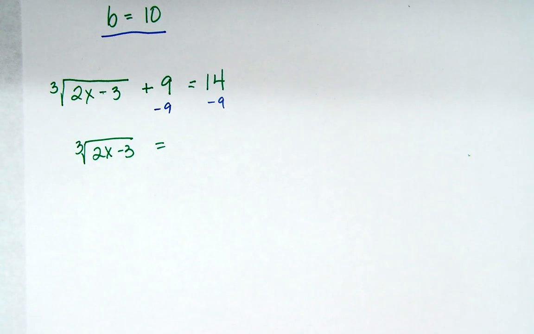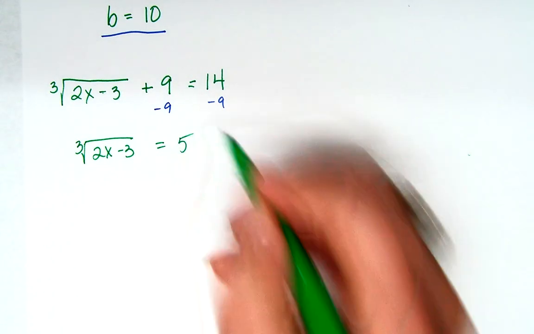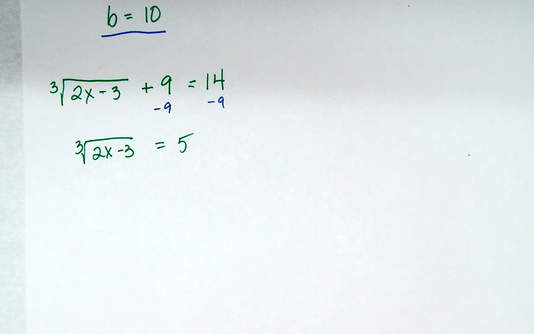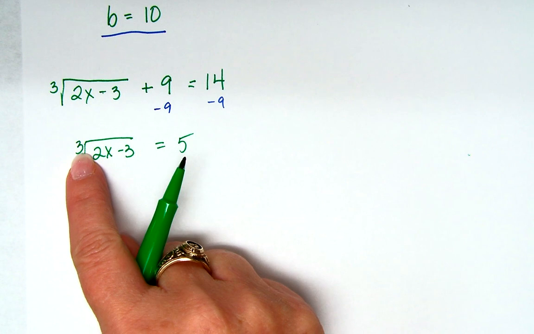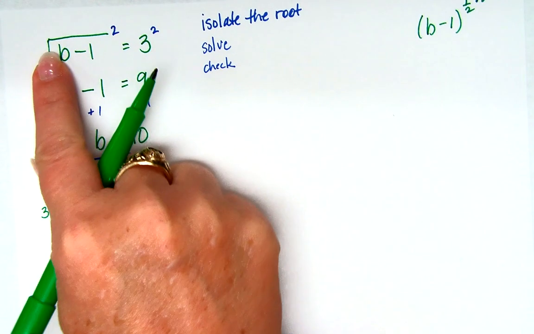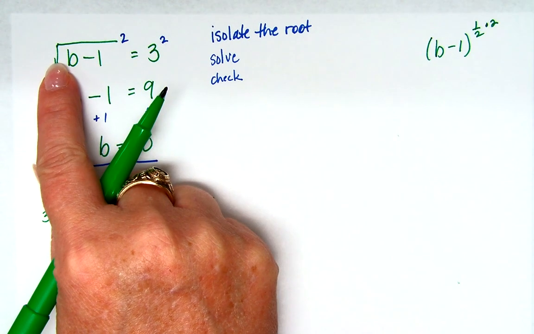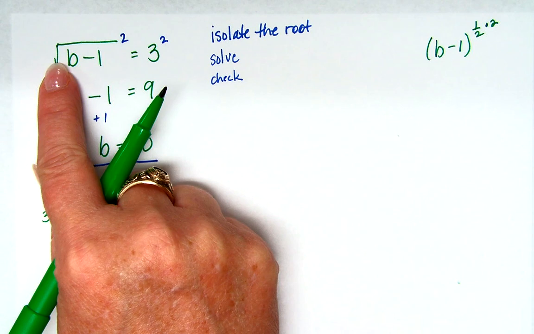Equals what? 5. Okay. Now is the root isolated? No. There's still a little baby 3. So what is the little baby 3 telling me? What kind of root it is, right? So is the root isolated? Oh. It is, right? The cube root is isolated. Up here, isn't there a little baby 2? Yes, we just don't have to write it because it's the most common.